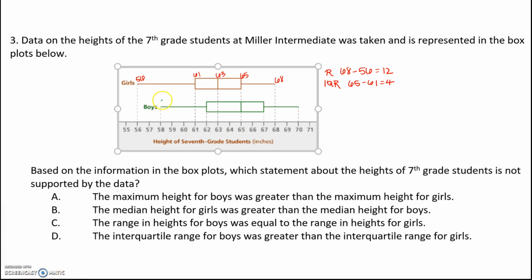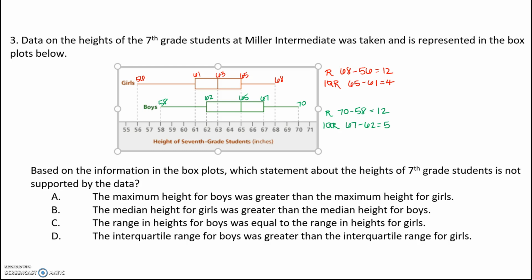The boys' minimum is 58. Our first quartile, the left side of the box, is 62. Our median, the middle, is 65. Third quartile, the right side of the box, is 67. And our maximum is 70. Okay, so our range is maximum 70 minus minimum 58. So that's 12. And then our interquartile range is the right side of the box, 67 minus 62 is 5.